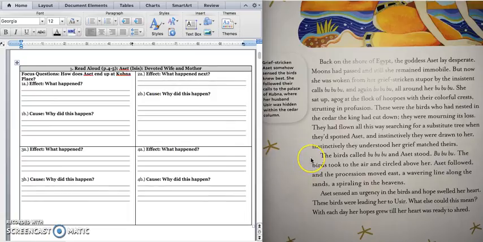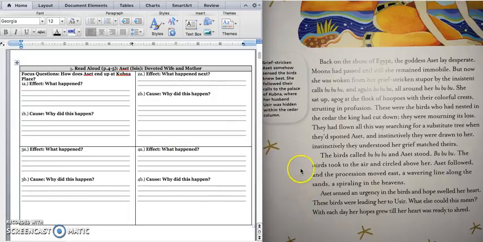Right, we're in the second paragraph and we're looking for the next effect. The birds called boo, boo, boo, and Aset stood. The birds took to the air and circled above her. Aset followed, and the procession moved east, a wavering line along the sands, a spiraling in the heavens. Aset sensed an urgency in the birds, and hope swelled in her heart. These birds were leading her to Aser. What could this mean? With each day her hopes grew till her heart was ready to shred.